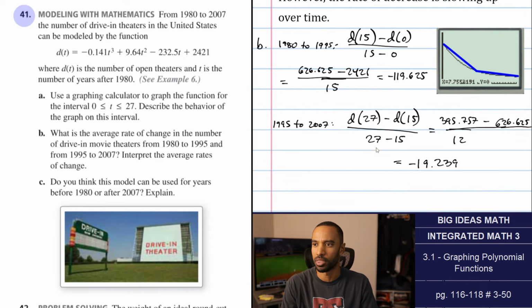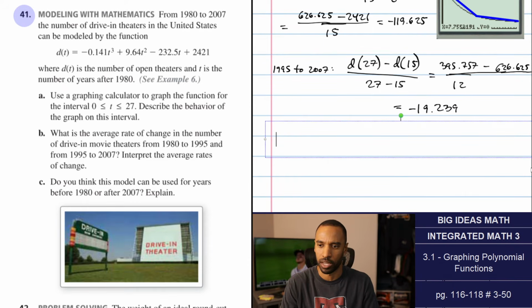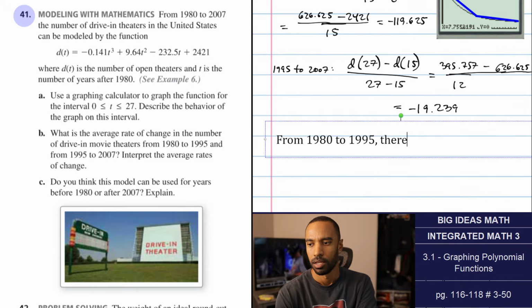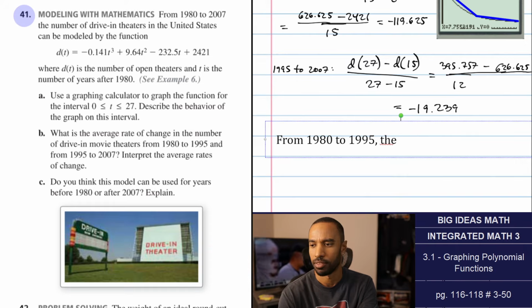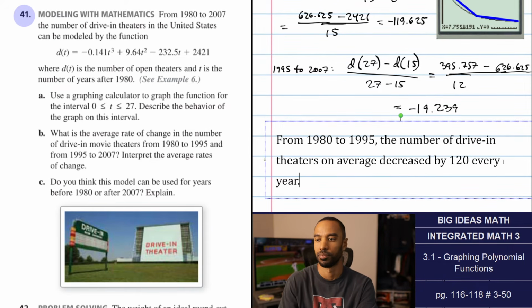Okay, so to interpret these, so negative 119.625, I'm going to round that to negative 120, right? From 1980 to 1995, there was an average, let's see how they said it, drive-in theaters. The number of drive-in theaters on average decreased by 120 theaters, or by 120 every year, yearly.